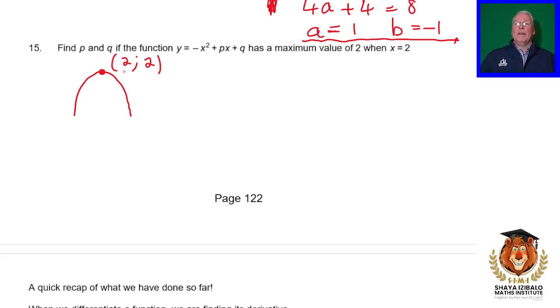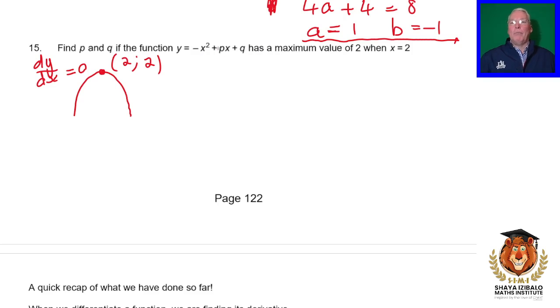At this point, we also know that the gradient is 0. When a graph turns, the gradient will be 0. This particular graph goes from a positive gradient to 0 to a negative gradient. But if we had a minimum and it turned at a minimum, it would go from a negative gradient, going downhill, to 0 to a positive gradient. Okay, so once again we can form our two equations.